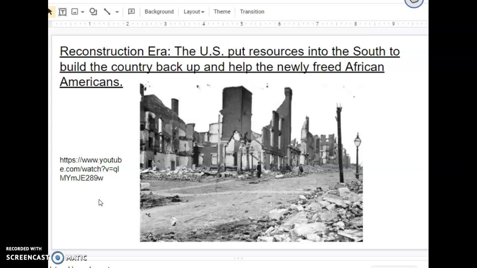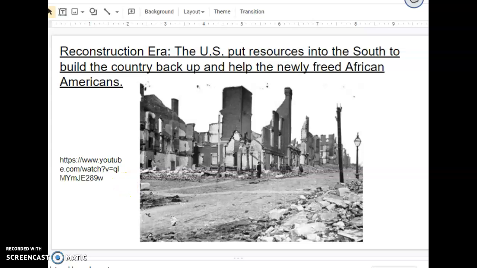Reconstruction Era: the U.S. put resources into the South to build the country back up and to help the newly freed African Americans. By and large, the South wasn't infrastructurally damaged that much. But towards the end of the war, you have a general named Sherman. He takes a big chunk of the Northern Army and marches down to the Georgia Sea and destroys everything in his path. He calls this total war. He really wanted to make sure the South was not going to come back and try this again.